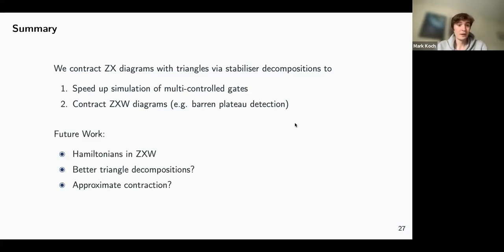In terms of future work, one of those avenues we'd like to explore is representing Hamiltonians in ZXW.